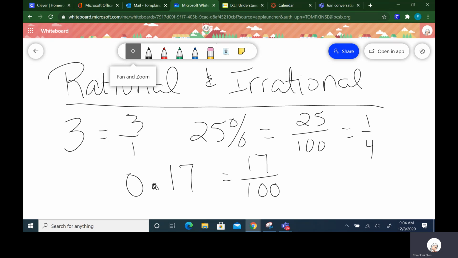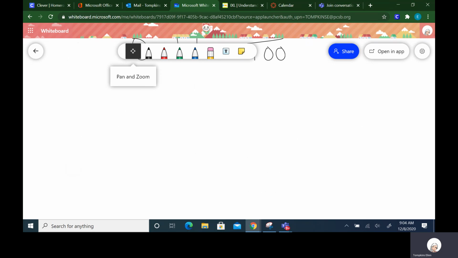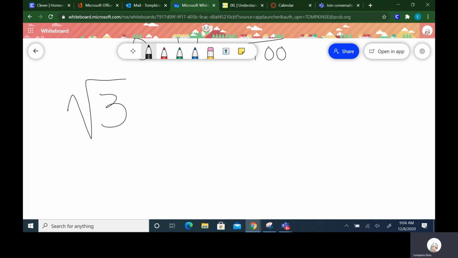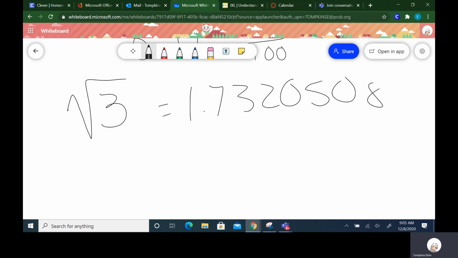Now, the next ones that we're going to look at are irrational numbers. They don't have a neat little pattern where they can be written as a nice bundled up little fraction. An example of an irrational number would be the square root of 3. When you do the square root of 3 on a calculator, you're going to get 1.73200508, and you're going to keep on going.